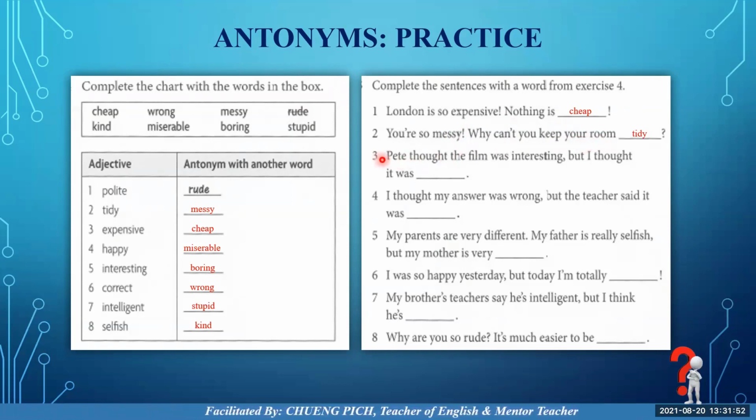So number 3, Pet thought the film was interesting, but I thought it was... The opposite of interesting here is boring. Number 4, I thought my answer was wrong, but the teacher said it was... What is it? The opposite of wrong. Correct, right? Yeah.